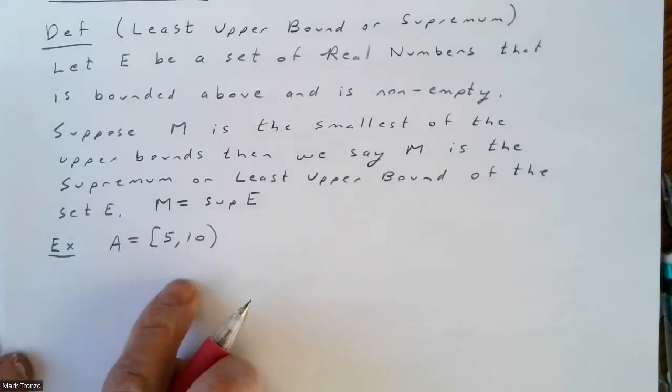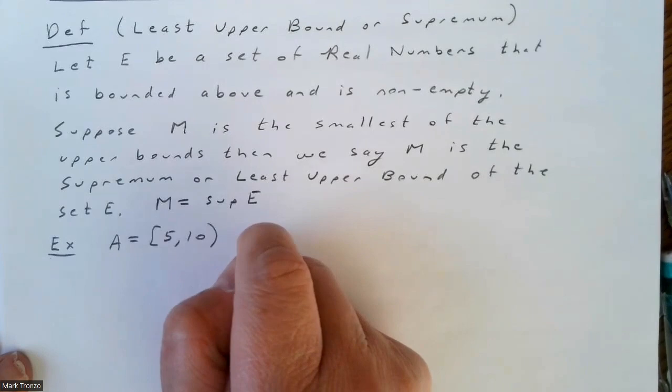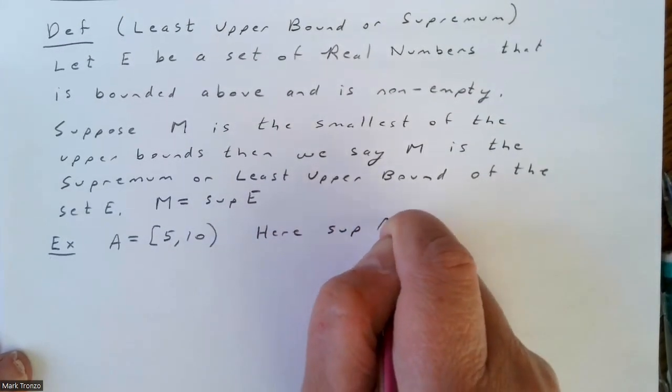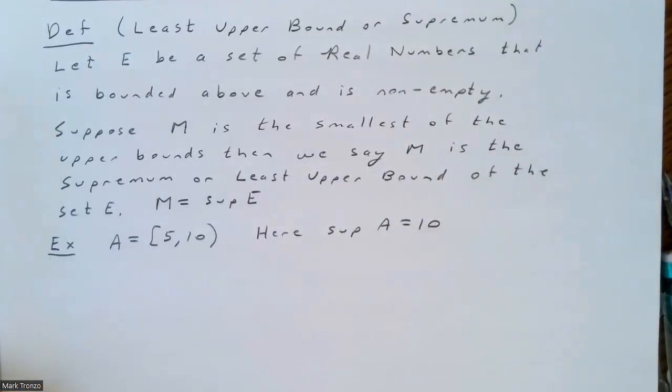So for the example from 5 to 10, the supremum of the set A is 10 because it's an upper bound and it's the smallest of those upper bounds. Because really anything bigger than 10 could also be an upper bound. So 10 is an upper bound and it's the smallest, so it's called the least upper bound. Even though it was not a maximum, remember, maximum was defined as being an upper bound that was in the set. The supremum may or may not be in the set.